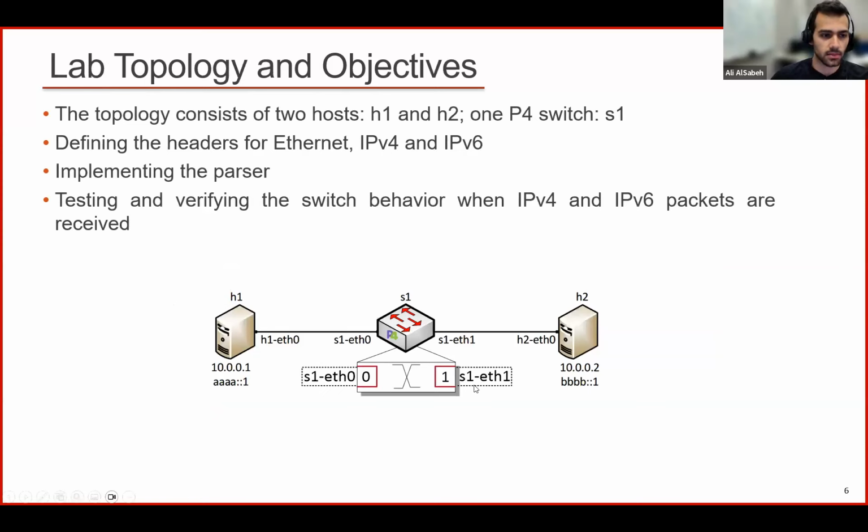This is the topology of the lab. We have two hosts and one programmable switch. And our goal in this lab is that we want to define in P4 the Ethernet, IPv4 and IPv6 headers. And also we will implement the parser to extract these headers from the incoming packet and transition from one state to another. And once we program our P4 program, we will verify the expected behavior, and we also will enable logging and see how the switch is basically processing the packet.